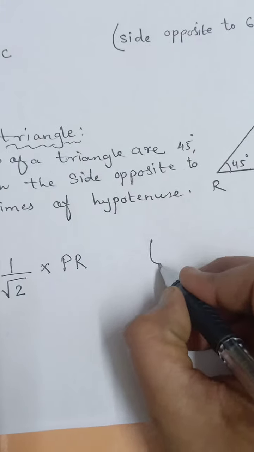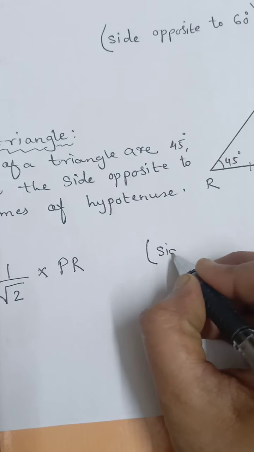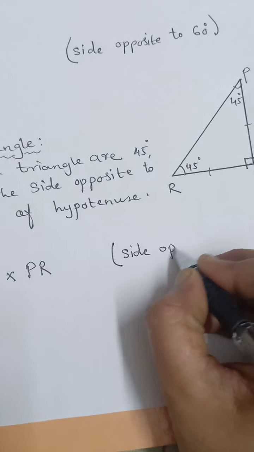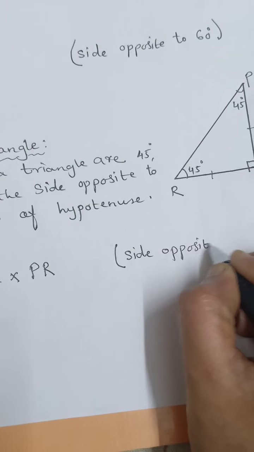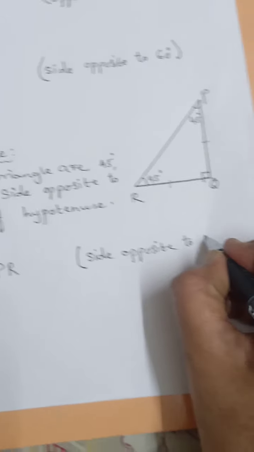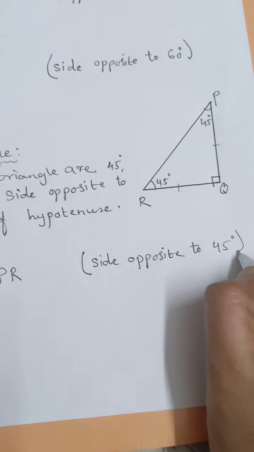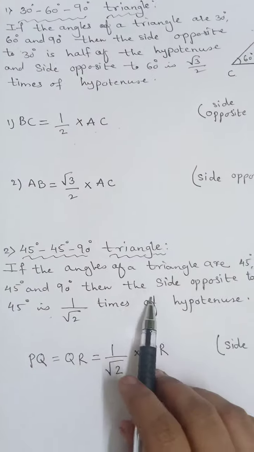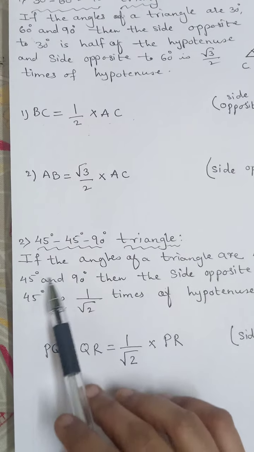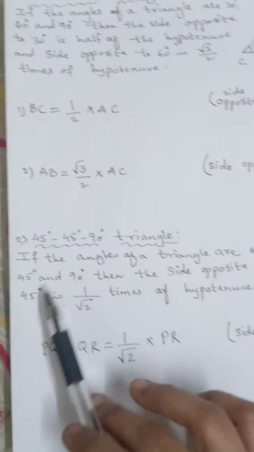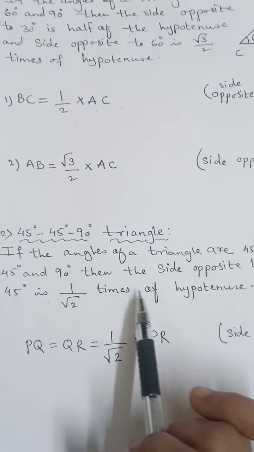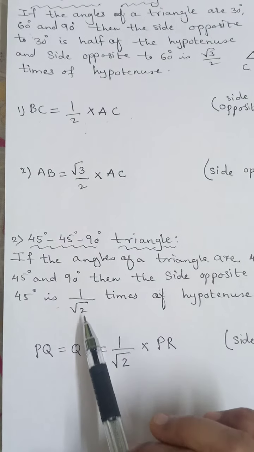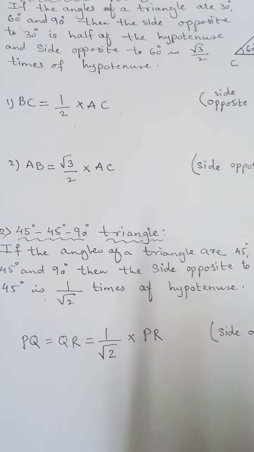Whenever we use this property, we will write here: side opposite to 45 degree. So in this way I have completed both the properties. You have to remember, whenever the triangle has the angles 45, 45 and 90, then the side opposite to 45 is 1 upon root 2 times the hypotenuse.